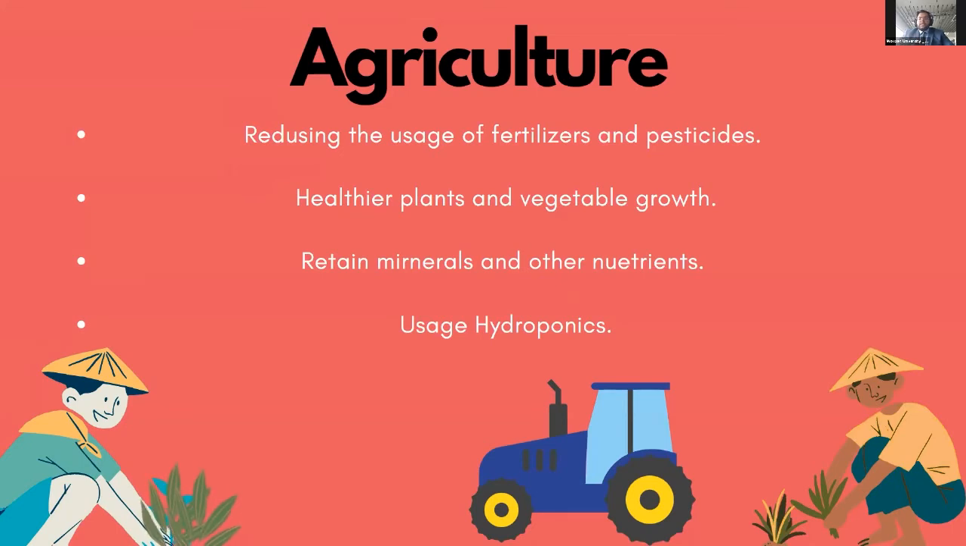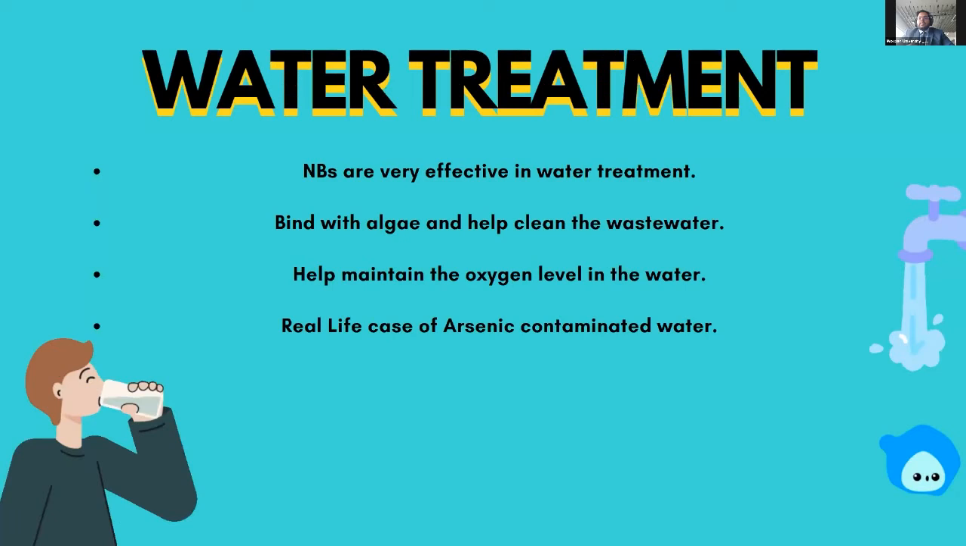Another application in agriculture is in hydroponics, where the plants are grown without the use of soil. And in this, the water could be mixed with ozone nanobubbles, which retain the minerals and provide the required nutrients to the plants. Coming to the second application, which is water treatment. NBs are very effective in water treatment.